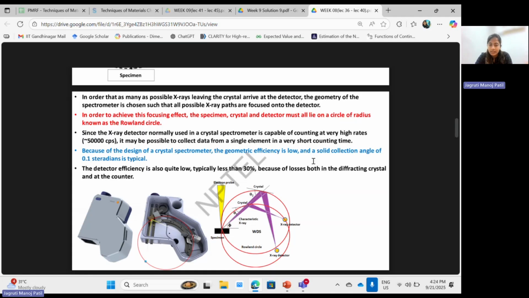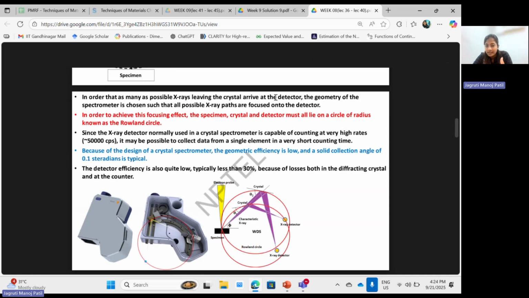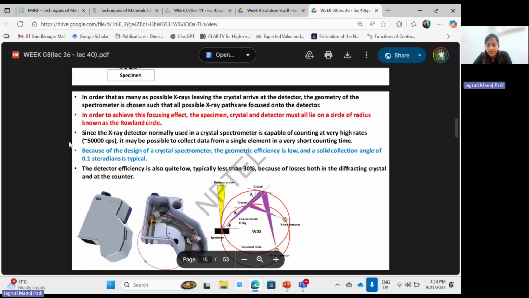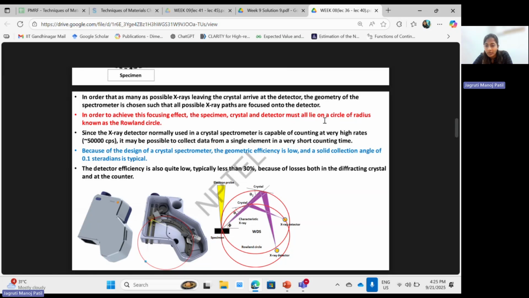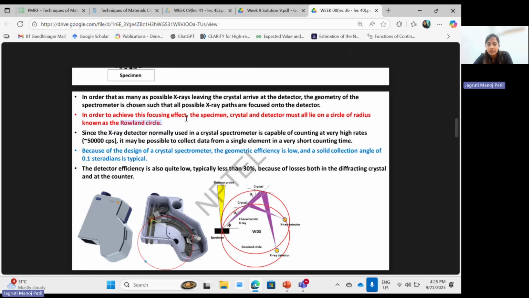In order that as many X-rays as possible leaving the crystal arrive at the detector, the geometry of the spectrometer is chosen such that all are focused on the detector. To achieve this focusing, the specimen must lie on the circle of radius that we previously saw, the Roland circle, so that everything converges there. We make it specific to one particular element, one particular characteristic X-ray energy, and that is how it's referred to.